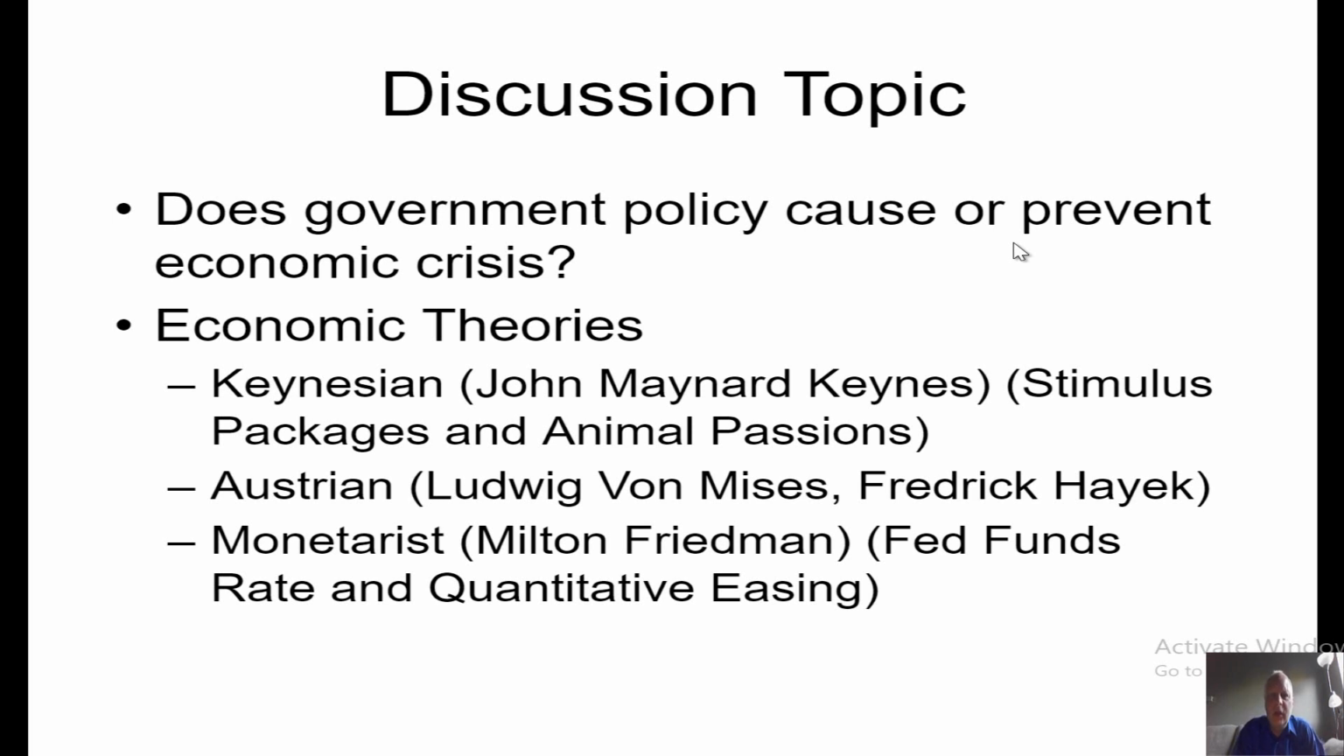So today we have Keynesian economic theories, monetarist theories, all these different ideas of how central banking is supposed to control the economy, and the question is valid: does government policy cause or prevent economic crises? The Keynesians would believe that you could have stimulus packages that would sort of counteract the animal passions of individuals and more stabilize the economy, whereas the Austrians, Ludwig Mises, Friedrich Hayek, as opposed to John Maynard Keynes, believe that government operations were more likely to cause economic crises than prevent them.